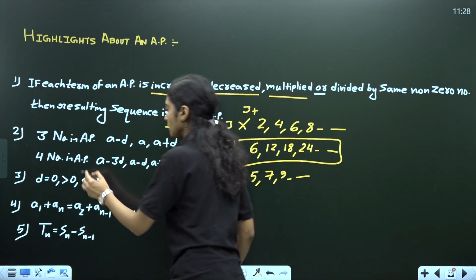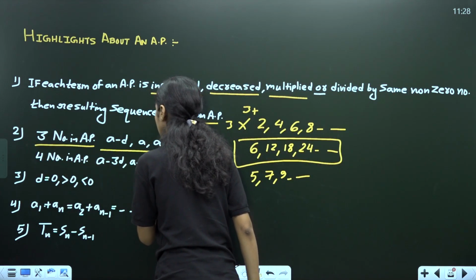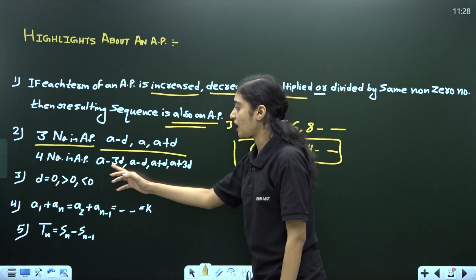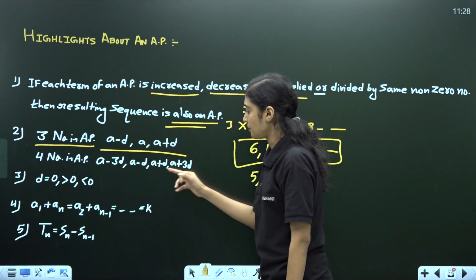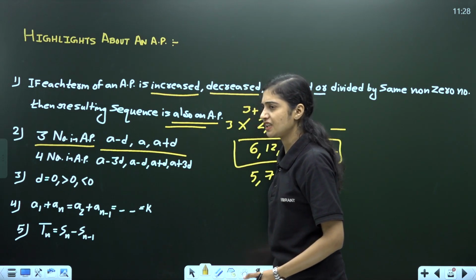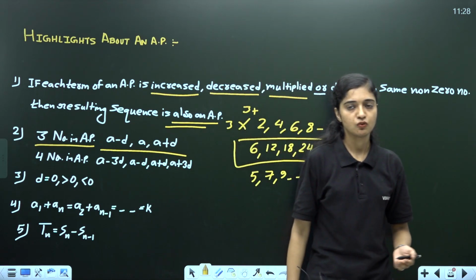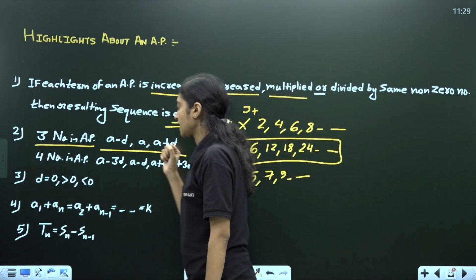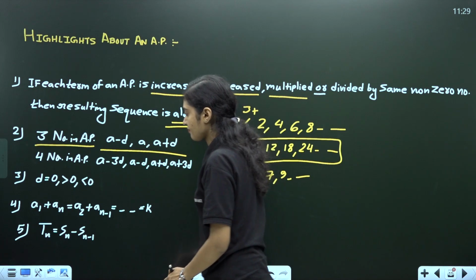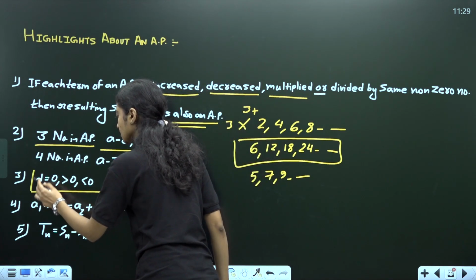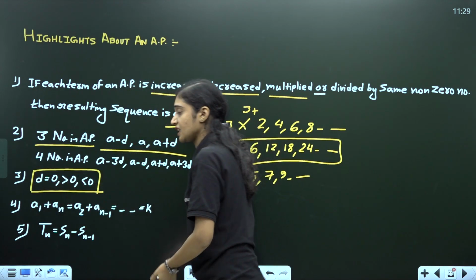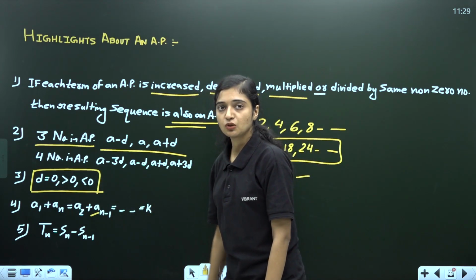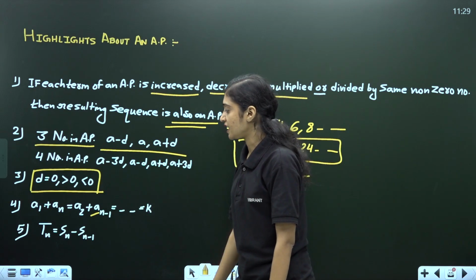If 3 numbers are in AP, take them as a minus d, a, a plus d. If 4 numbers, a minus 3d, a minus d, a plus d and a plus 3d. Whenever the question says that 3 numbers are in AP, take these numbers for easy calculations. The value of d may be 0, greater than 0, or less than 0. If d equals 0, then it is a constant AP. If d is greater than 0, it is an increasing AP, and d less than 0 is a decreasing AP.